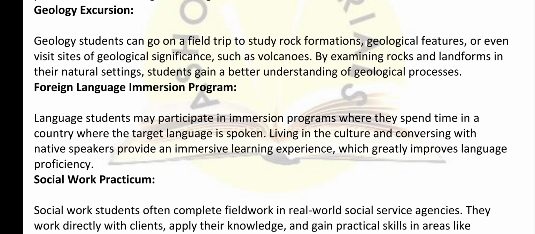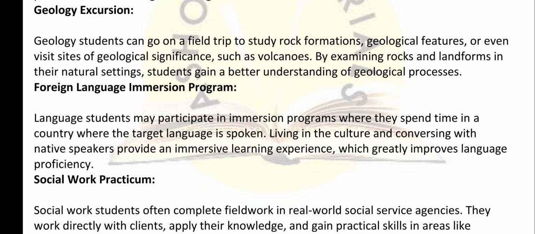So what does this mean? When a geology student goes for a field trip, they can study the different types of landforms, the different types of rocks, the different physical features, or maybe volcanoes: where the volcano erupted, how it happened, what were the impacts. They can also study rocks and landforms in their natural setting. Suppose a volcanic eruption, they can go to the actual site and study.